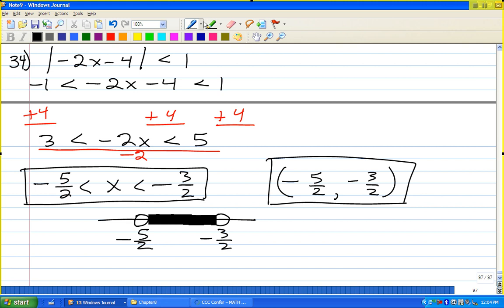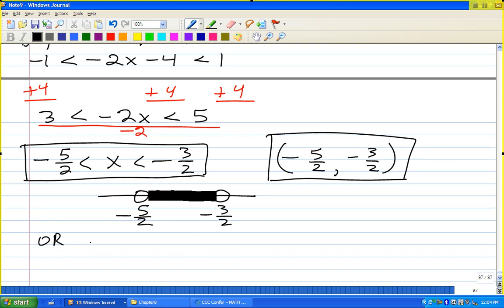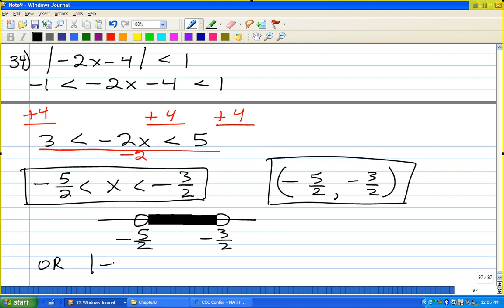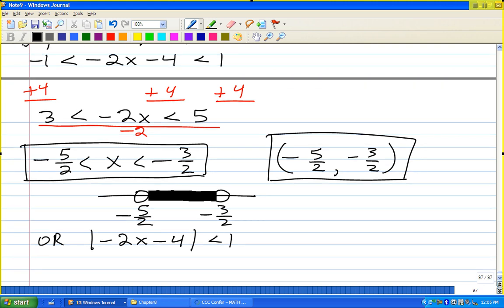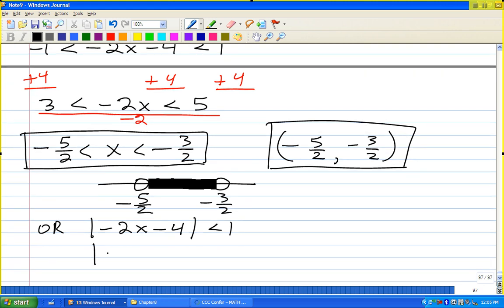Now, actually, I could have done this slightly differently. So let me do this slightly differently. The absolute value of -2x minus 4 is less than 1. This is the same as the absolute value of -2x plus 4 is less than 1, because certainly I can factor out the negative.